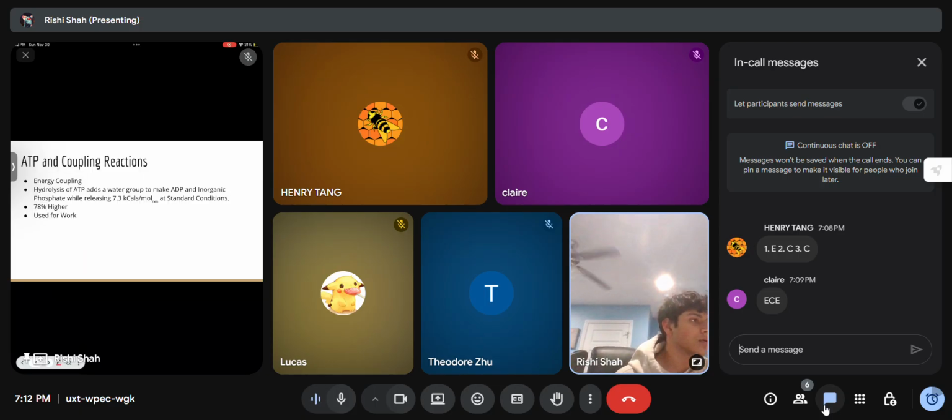Okay, let's go on to the main point of this. We're going to talk about ATP and coupling reactions. It's going to be about cellular reactions, and afterwards we're going to go back and reinforce some of the earlier stuff we learned. When you have ATP, you have reactions happening simultaneously in two parts of the cell. Energy coupling is using an exergonic process to drive an endergonic one.